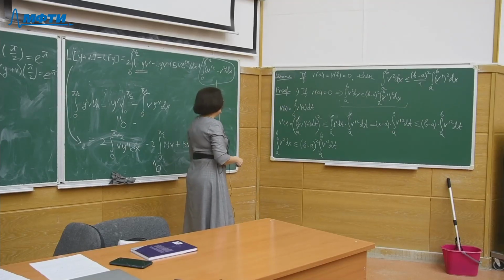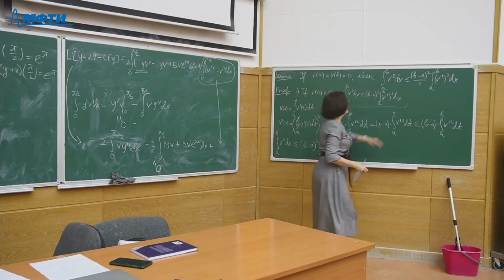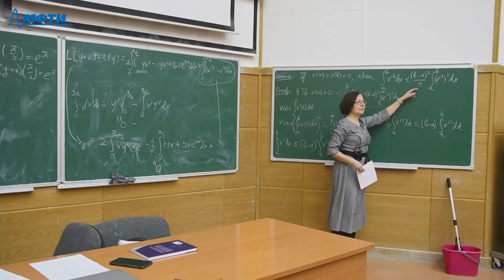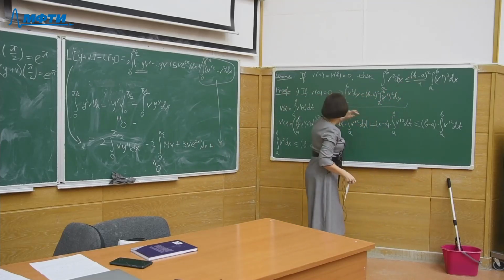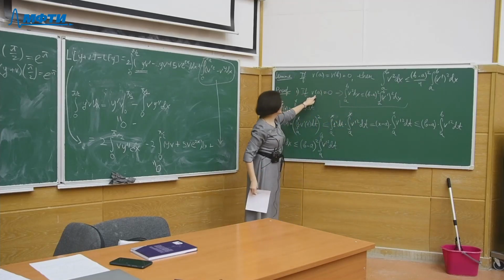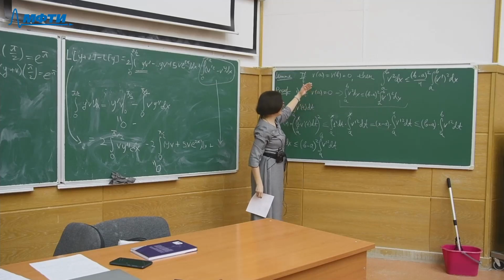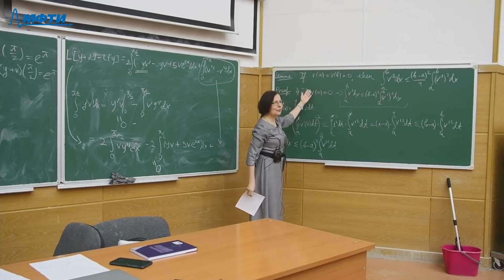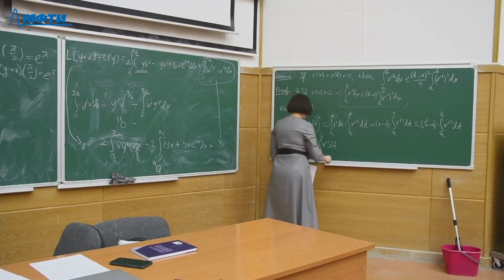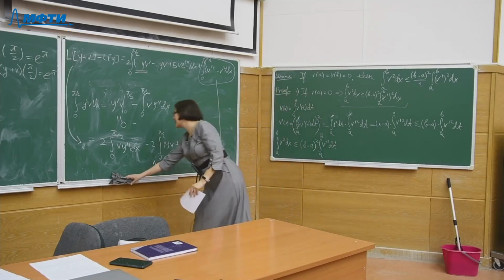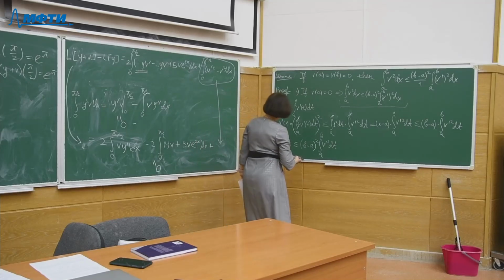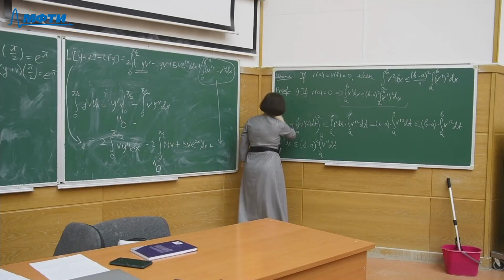Okay, and now how to obtain the constant (b minus a) squared over 4? I have used only the condition that v of a equals 0, but I haven't used the condition that v of b is 0. Now I will use this condition.